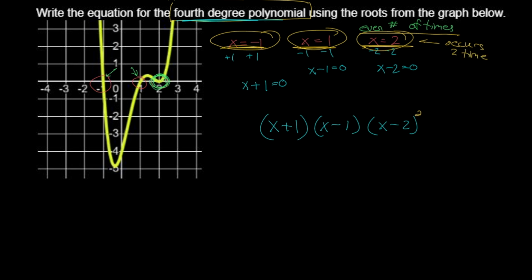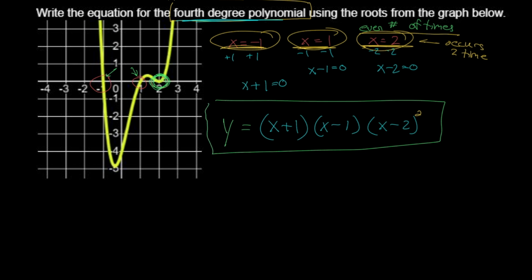And sometimes that's a little bit of a guess and check process to figure out the exact number of which roots occur how many times, depending on the graph. But there we have it. And since we're writing an equation, we want to make sure to put y equals or f of x equals. I'm just going to use y equals here. So here is my equation. It doesn't specify standard form, so we can just leave it like this. But if it asks for standard form, we just distribute everything out.